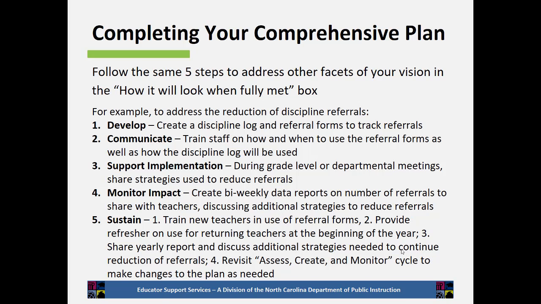I covered one part of that, the how it will look when fully met box, and that's around this kind of global piece around classroom management. But if I wanted to do something more specific around, say, the discipline referrals, I have another sample to share with you here. So creating a log and referral forms, training staff on why and how to use them. Supporting implementation by meeting with teachers during grade level meetings or departmental meetings to share strategies used, creating data reports on the number of referrals, sharing that, and discussing additional strategies. And then again, sustaining, just like before: training new teachers, refreshing returning teachers, sharing a yearly report, and again, revisiting the assess, create, and monitor cycle to make those changes to the plan.